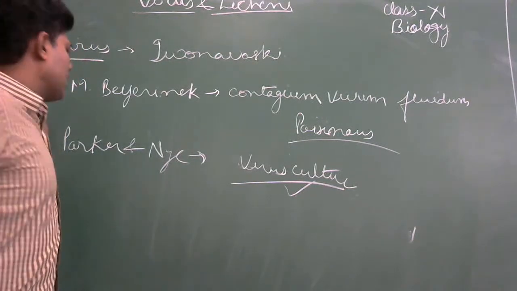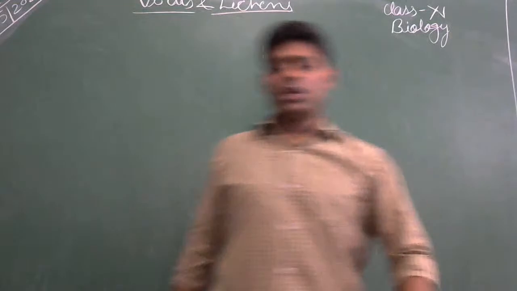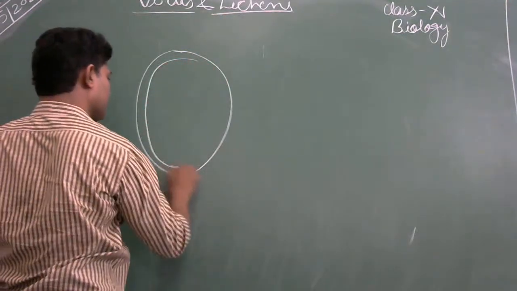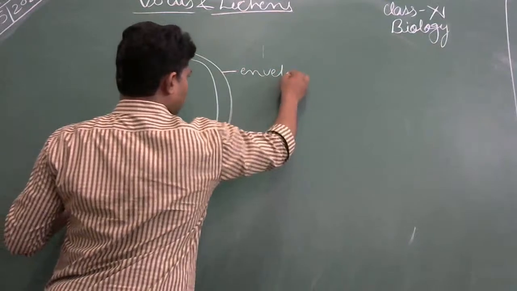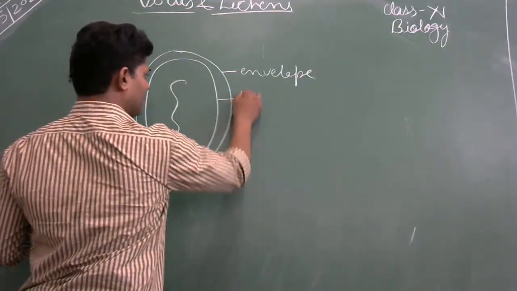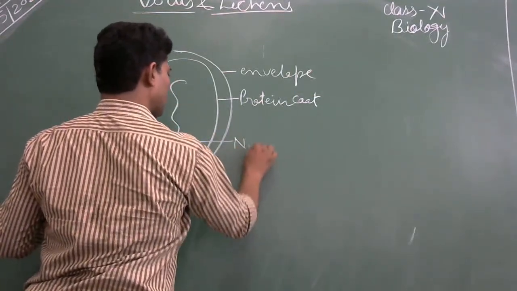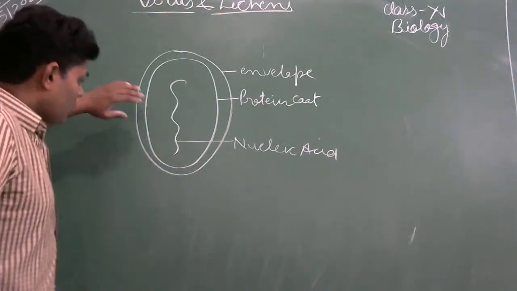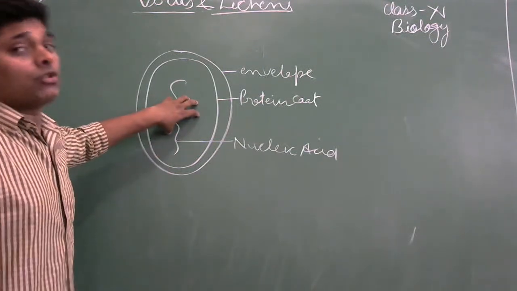They got some new information regarding viruses, and found that a virus is made up of nucleoproteins. Suppose this is a virus. What is this? This is the envelope, right? This is the protein coat, and this is the nucleic acid. So a virus is a nucleoproteinaceous particle, or nucleoprotein particle, which is dead outside the living cell.